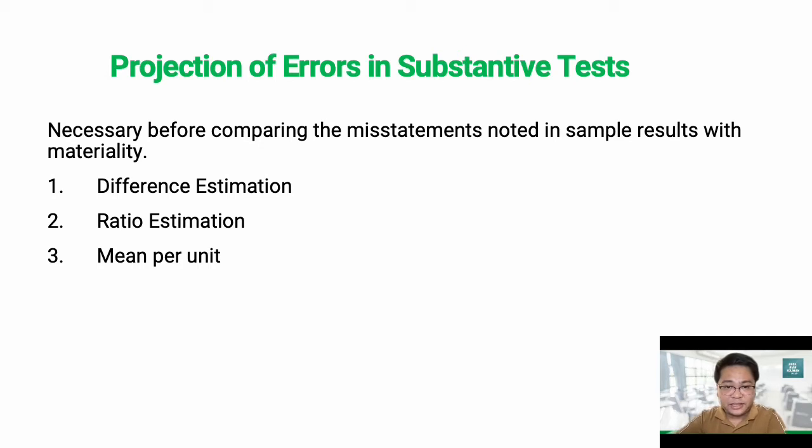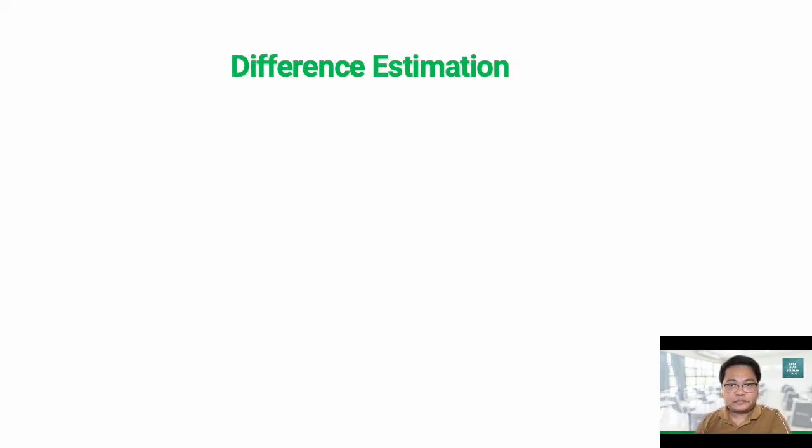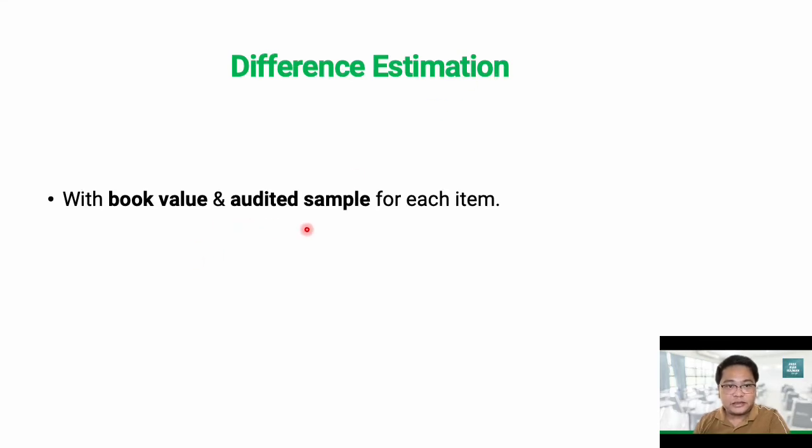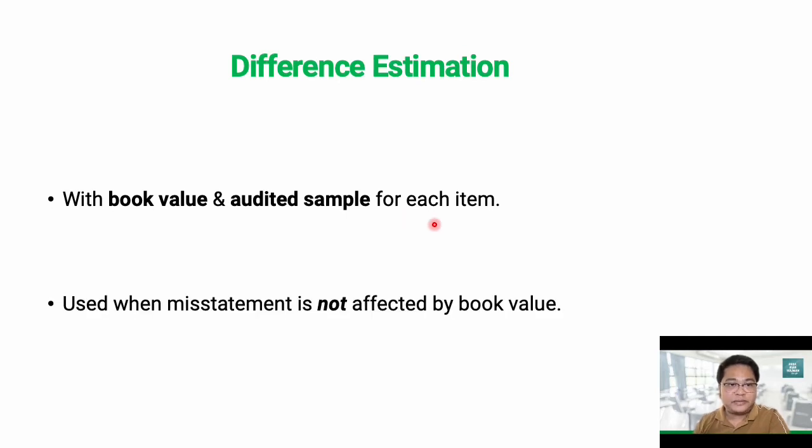Okay, so depending on the characteristic of the amount or of the transaction that we are testing. Okay, so let's check the application. So we start with difference estimation. For difference estimation, we use this for items with book value and audited amount for each item. So we normally use difference estimation when the misstatement is not affected by the book value. Okay, regardless of the book value, the amount of misstatement remains the same.